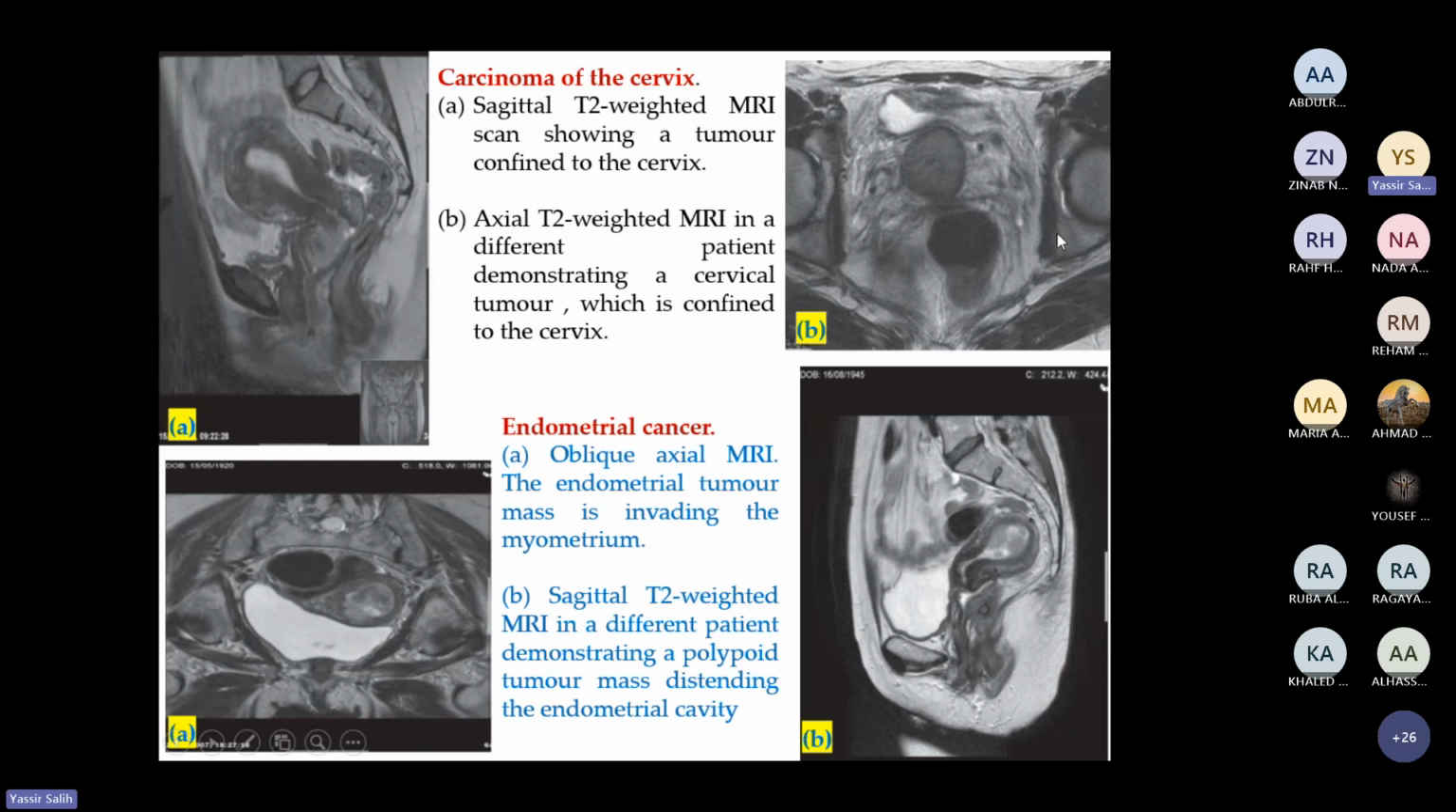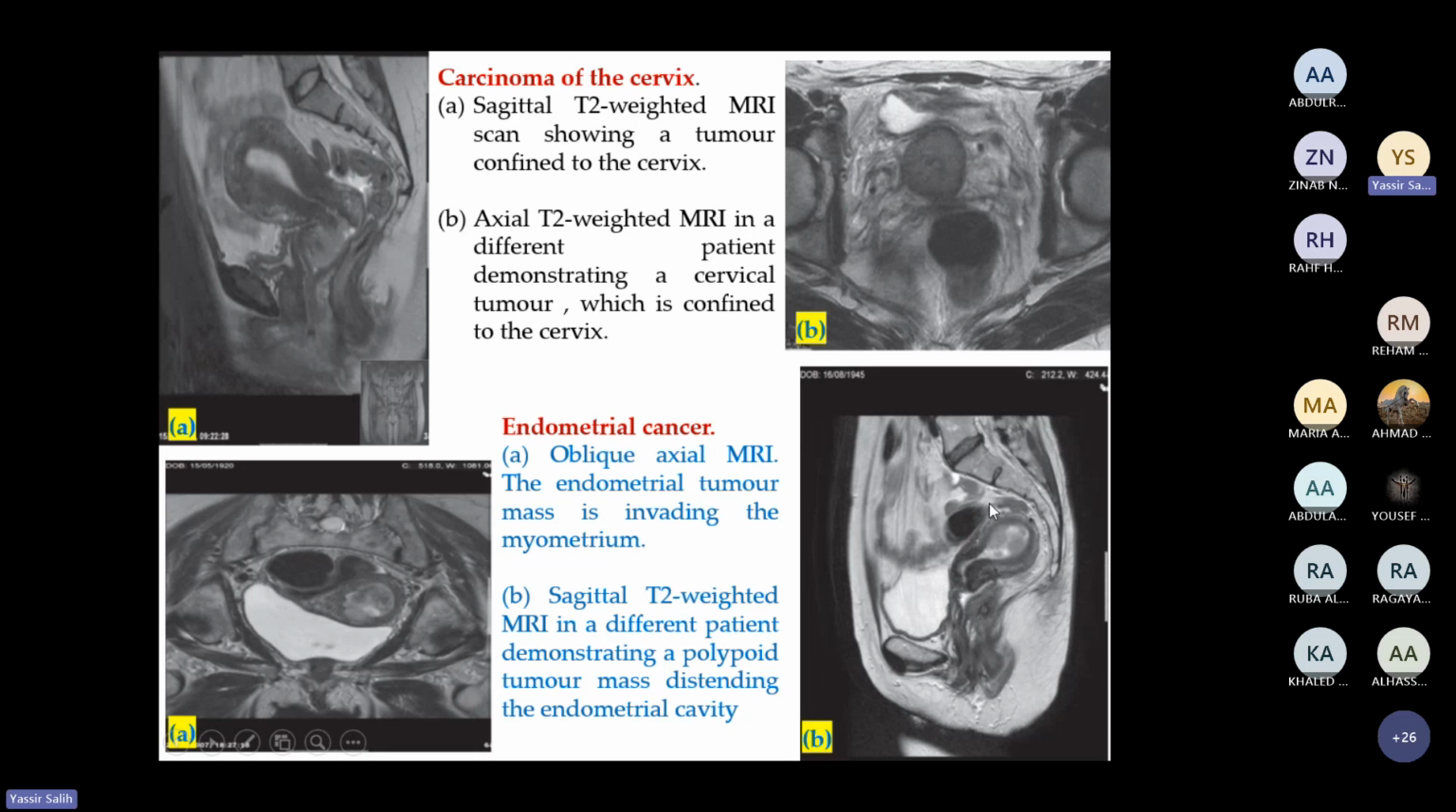And what is this examination? MRI, transverse MRI. What is this? What is this type? Ovary. This one? No, humerus. This is a humerus. And what is this? Urinary bladder. Yes. And what is this? Uterus. And what is this? Rectum. Yes. But this is axial MRI, T1 or T2? T2. T2. And you can see there is a mass which is confined to the cervix.